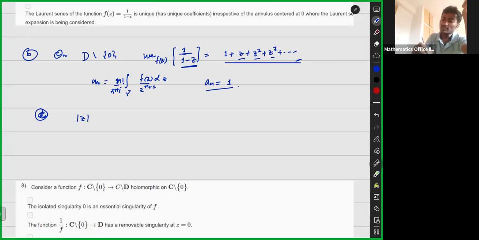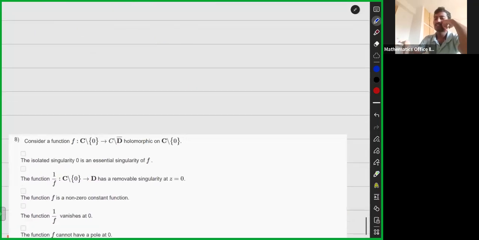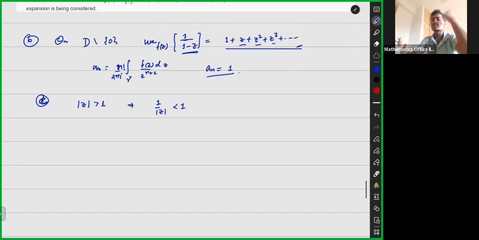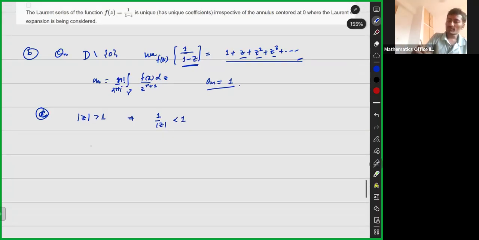We are given mod z is bigger than 1. So we can see from here 1 by mod z is less than 1. We somehow use the same formula which we already have for when mod z is less than 1. So we make changes according to our need.